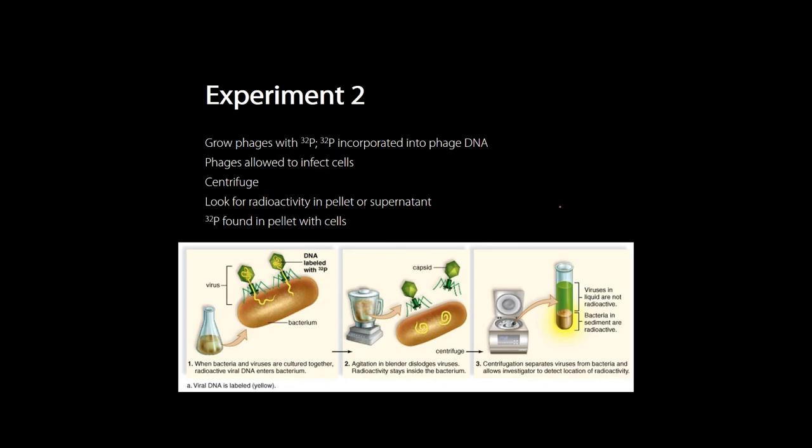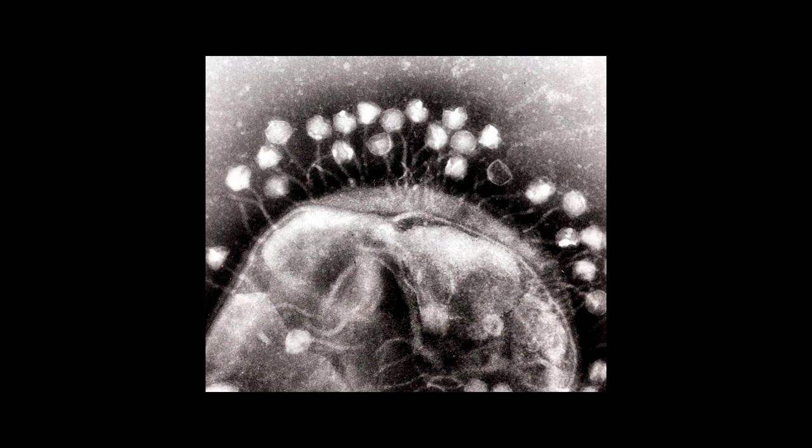So here's a wonderful micrograph of a bacterial cell being infected with the T2, right? So you can see there's the capsid, and you can see there's the extension that's going to inject the DNA inside, right? So this is an electron micrograph. And there's Hershey at his bench in the late 50s.